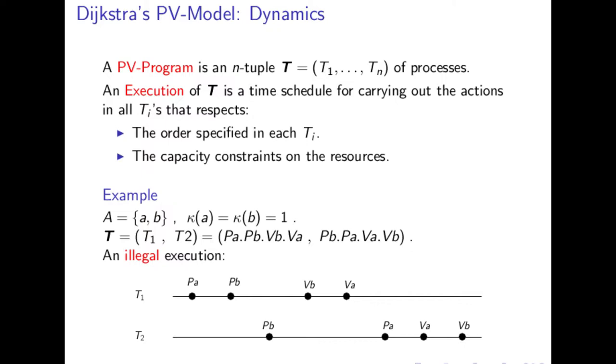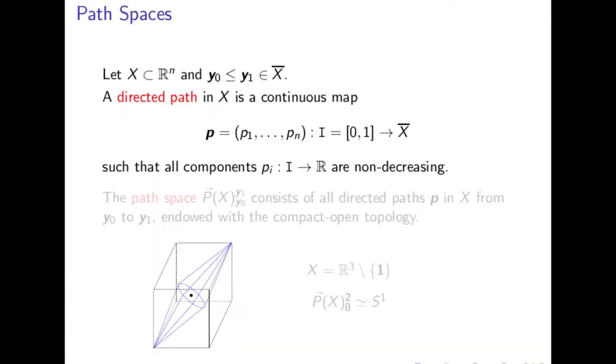Fine. Now we will encode these processes or these programs topologically as follows. We'll record the time schedule of each process. And this is done in what are called path spaces. And so let me spend a few minutes talking about path spaces in general.